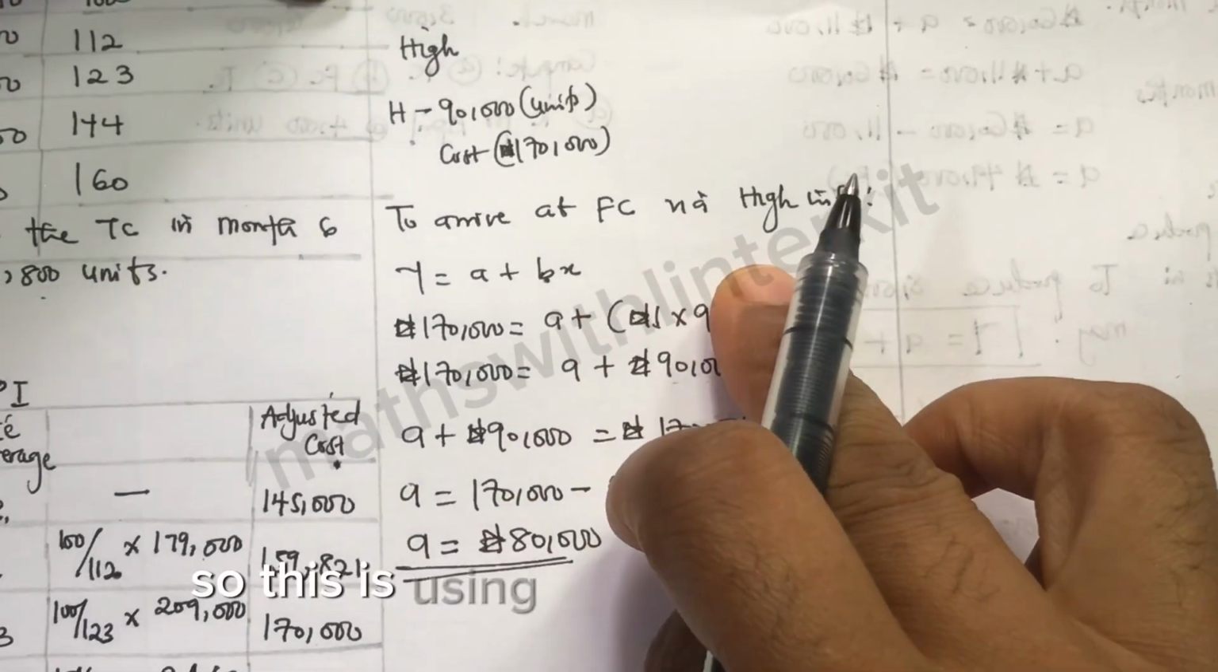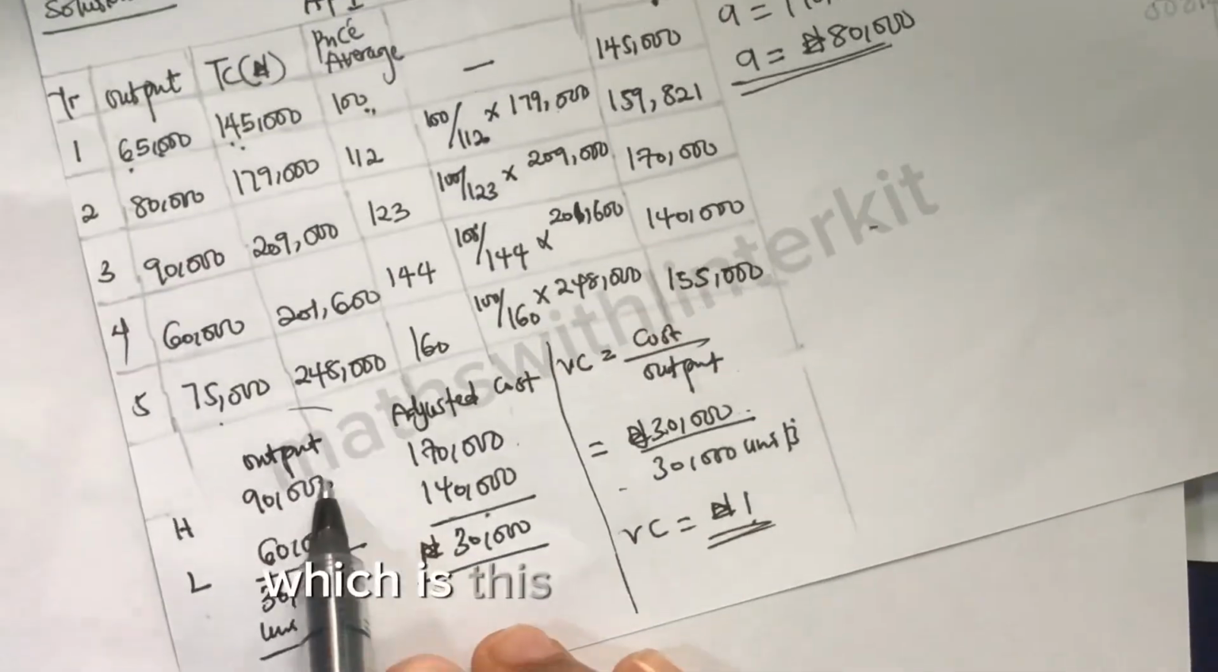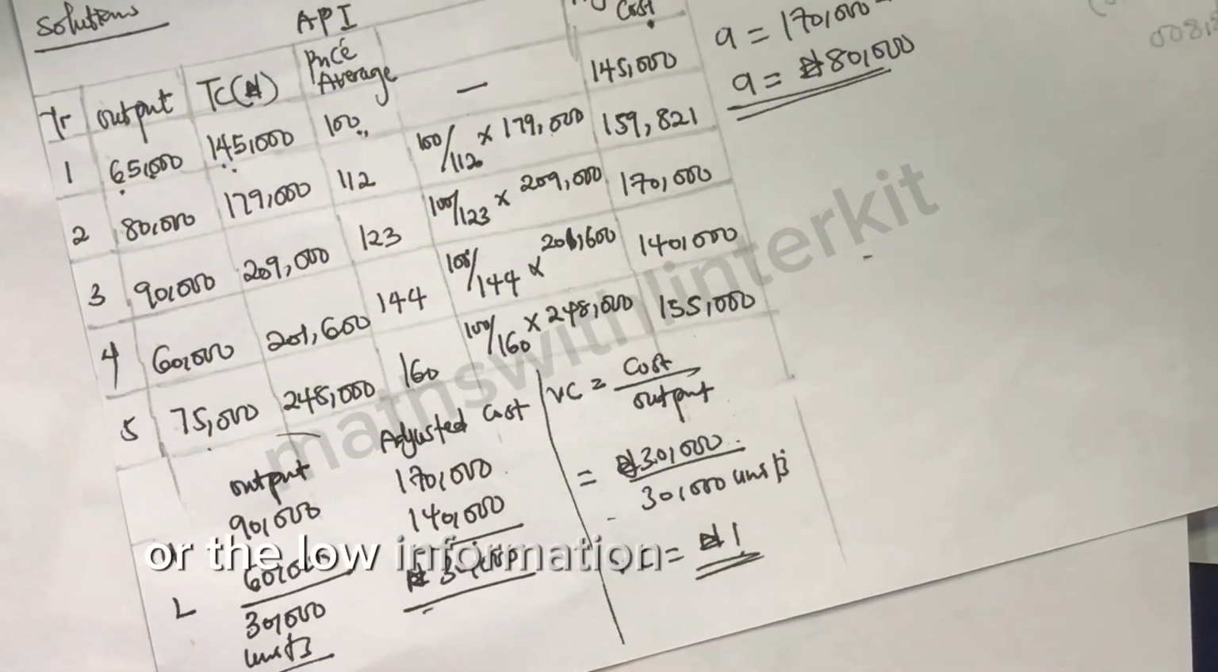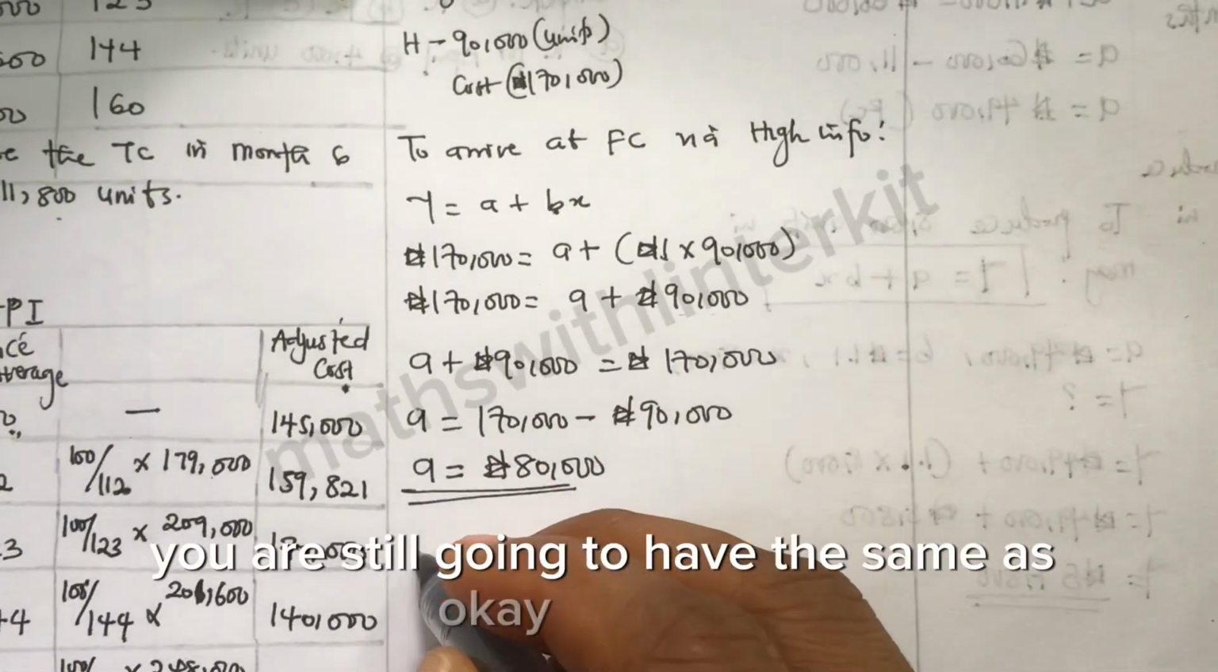So this is using the high information. I just want to let you know that either you make use of the high information, which is this information here, or the low information, you are still going to arrive at the same answer. Okay.